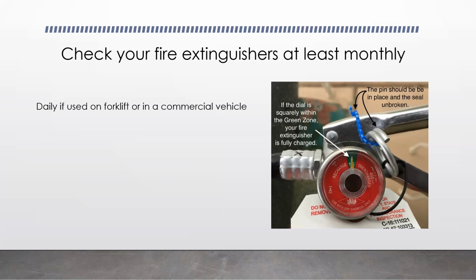It is important to check your fire extinguishers often and at least monthly. If you operate a forklift or commercial vehicle, you will want to check your extinguisher daily to be sure that it is ready if a fire emergency happens on the job. To do this, make sure that it is fully charged. You can see on this photo that if the dial is squarely within the green zone, your fire extinguisher is fully charged.